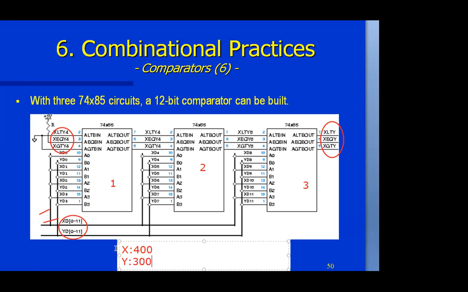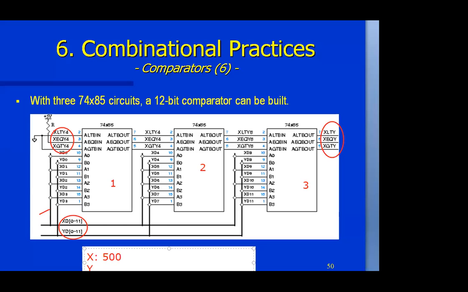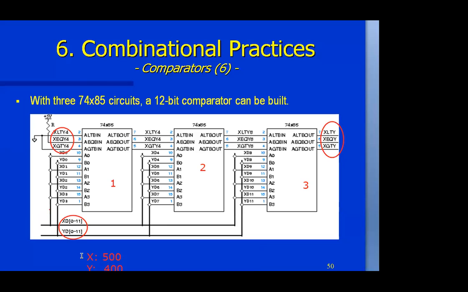Similarly, if you check the greater than condition, X equals 500 and Y equals 400. X is greater than Y, since 5 is greater than 4, so we can say X is greater than Y. These are the different conditions. If you compare these conditions with the previously written expressions, A greater than B, A less than B, and A equal to B are generated.